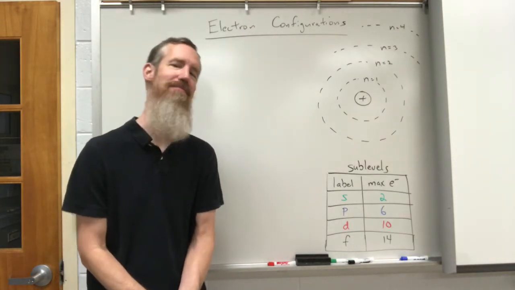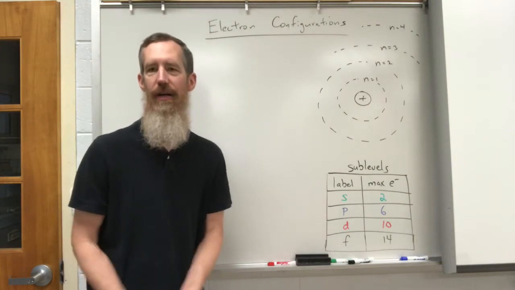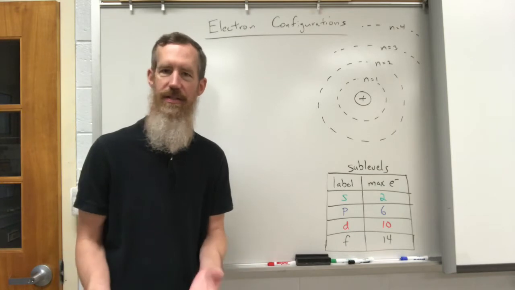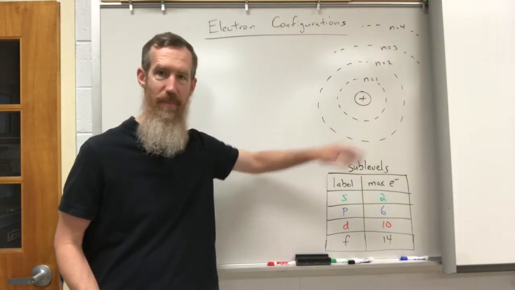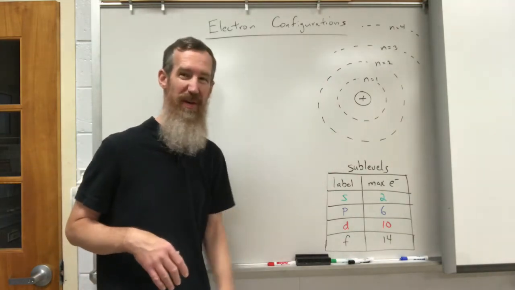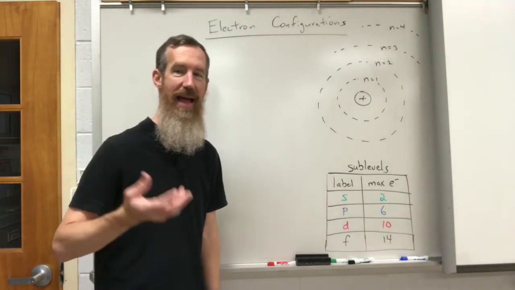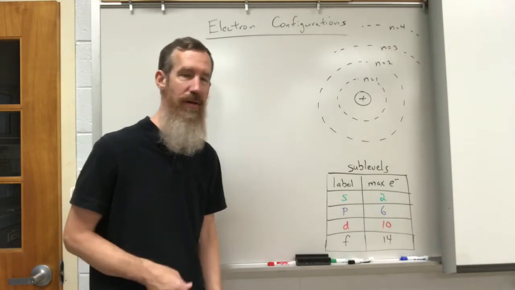Let's talk about electron configurations in atoms. Electrons exist around the nucleus in what we call the electron cloud. And they're not just out there all random and willy-nilly. They have specific assignments to where they belong.